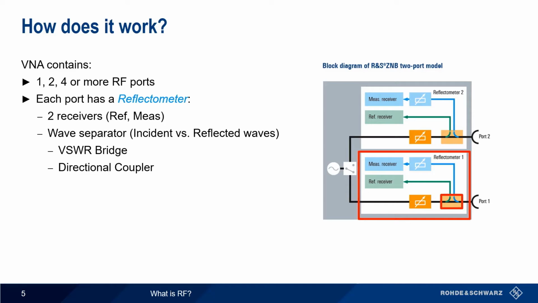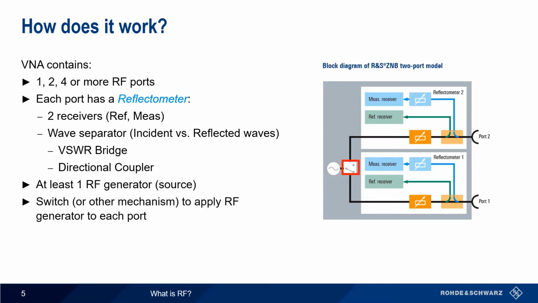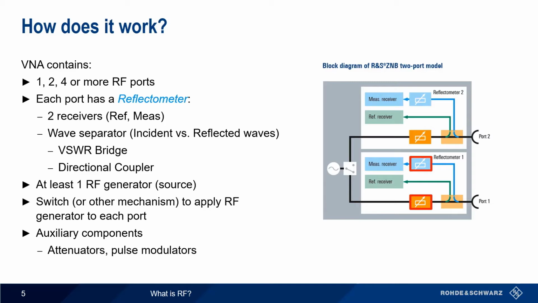Bridges are better suited for lower frequency applications, up to a few gigahertz, whereas directional couplers provide excellent broadband performance extending from 1 GHz to 67 GHz or higher. All VNAs also require at least one RF generator or source. This generator produces a continuous wave signal at each measurement frequency. A switch or other device is used to apply the generator's output to each VNA port, one at a time. Besides these functional blocks, auxiliary components may be required for particular applications. These may include receiver as well as generator attenuators or pulse generators and modulators.